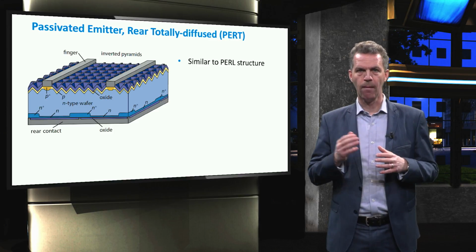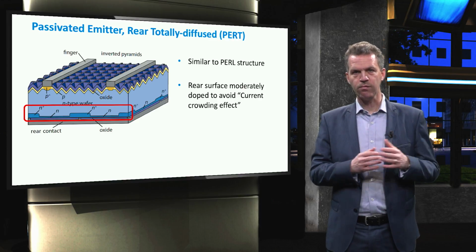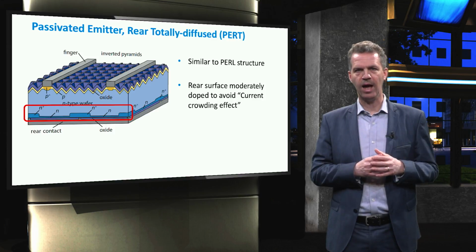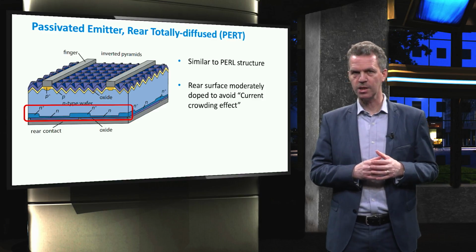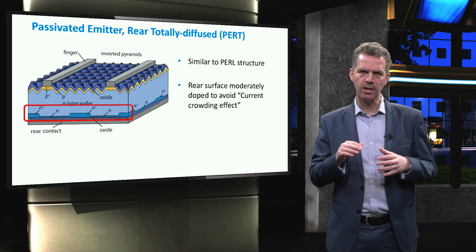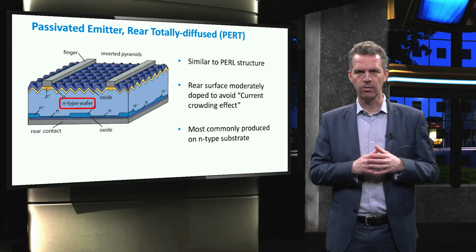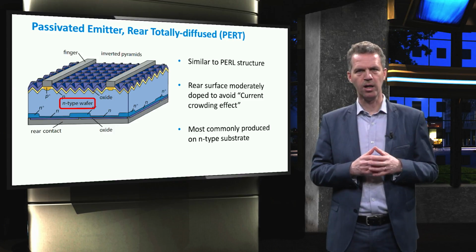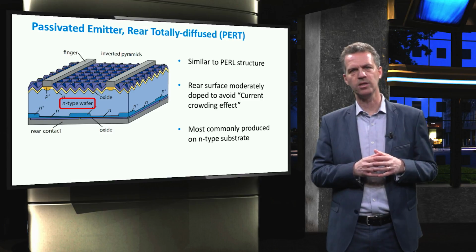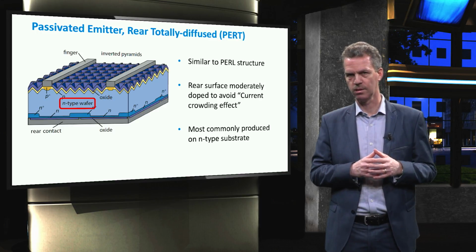PERT is the acronym for Passivated Emitter Rear Totally Diffused. The difference with the PEARL technology is that the rear now has a full area back surface field by moderate doping. This improves charge carrier conduction towards the heavily doped areas and ultimately reduces the series resistance of the cell. This technology is most commonly implemented on an N-type doped wafer base, argued by the higher minority carrier lifetimes, reduced sensitivity to light-induced degradation, and an easier thermal oxide passivation compared to a P-type wafer base.